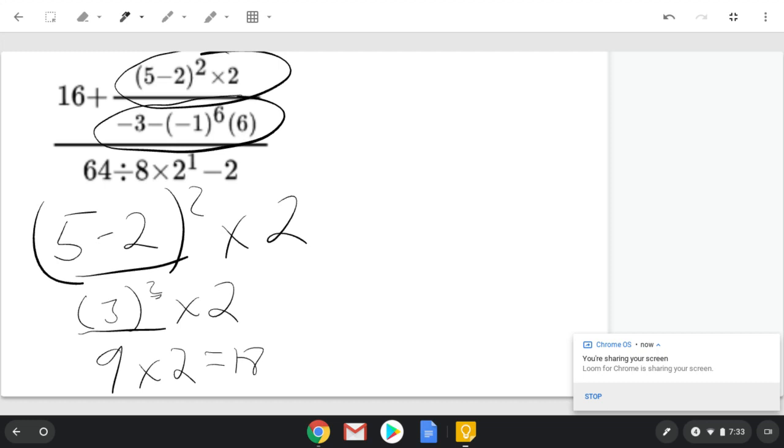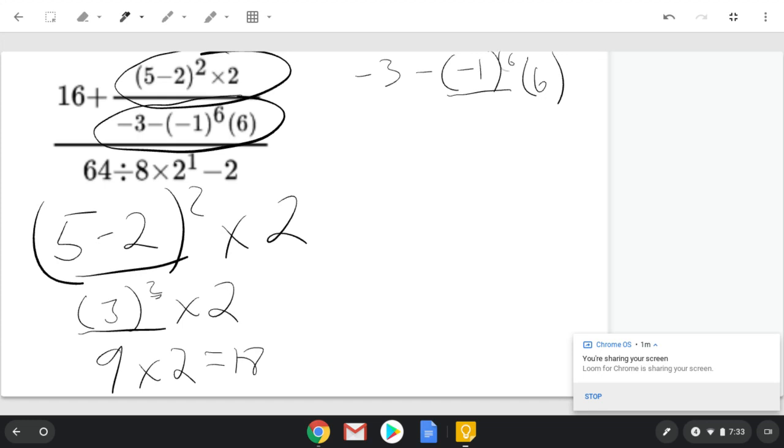We'll do that part. So we've got negative 3 minus negative 1 to the 6th, all of that times 6. So parentheses are done, nothing to do, but we do have exponents that we need to evaluate. So I'm going to be doing negative 1 to the 6th power. So we're doing negative 1 times negative 1 times negative 1, 6 times. Well, I know it's 1, but is it positive or is it negative?